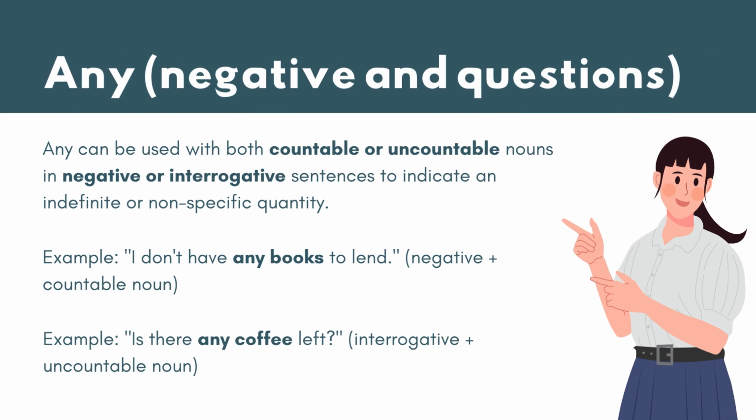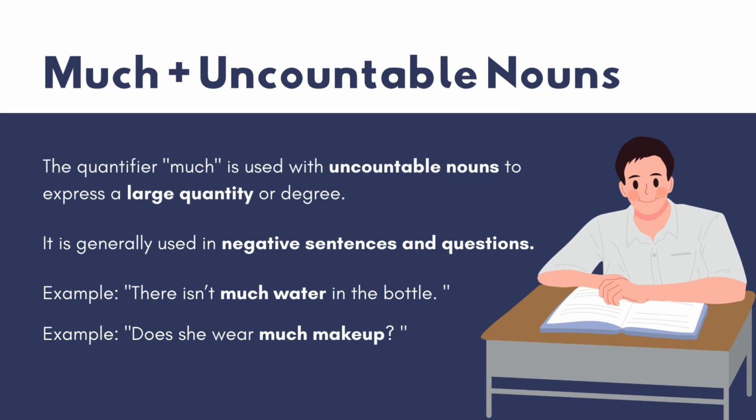Any, negative and questions. Any can be used with both countable and uncountable nouns in negative or interrogative sentences to indicate an indefinite or non-specific quantity. Example, I don't have any books to lend. Negative plus countable noun. Example, is there any coffee left? Interrogative plus uncountable noun.